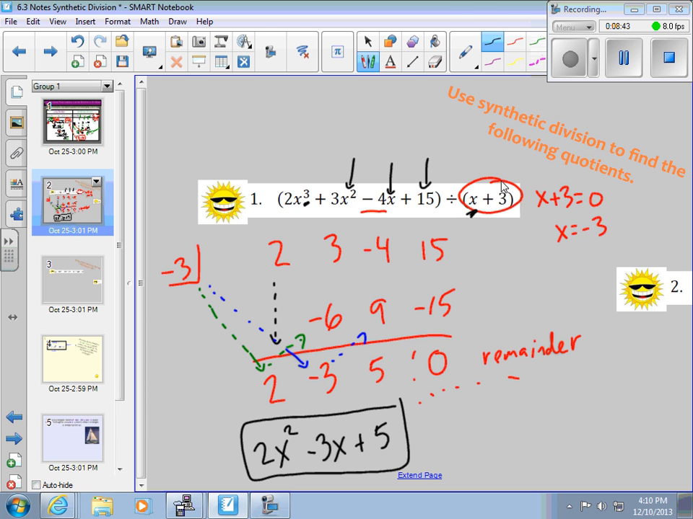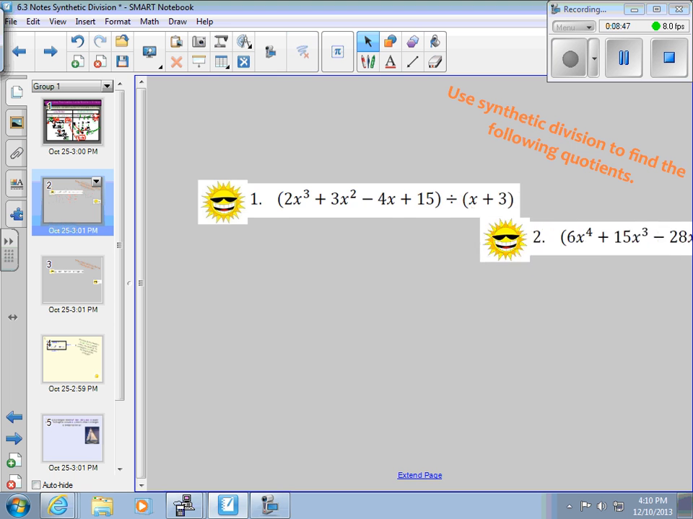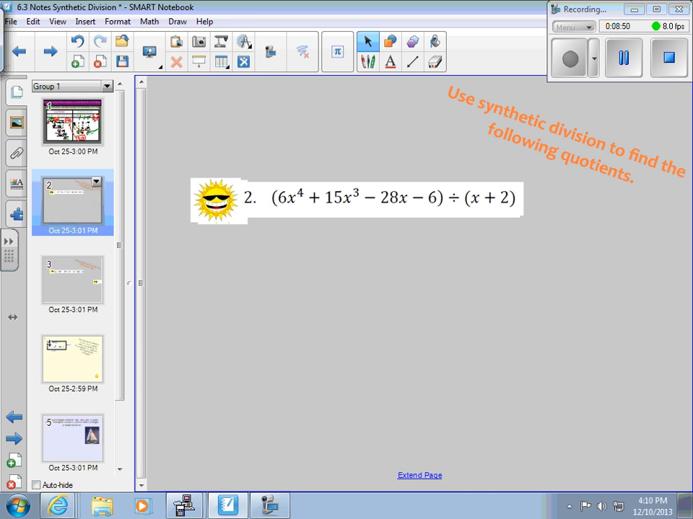All right, let's look at another one. Let's try number 2 out. All right, if you look at problem 2, we are also going to do some synthetic division on this one. Again, put what you're dividing by equal to 0. Looks like -2 is our number in the box this time. Okay, and write your coefficients.